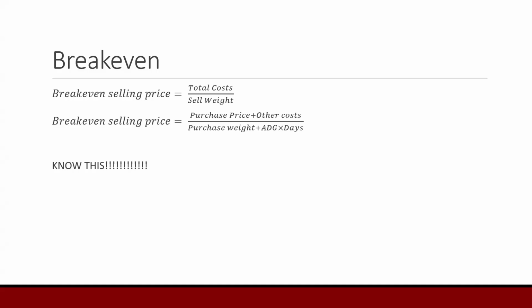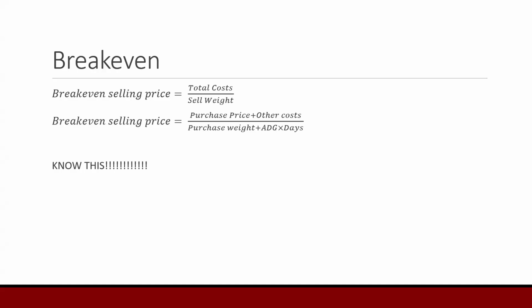Okay. Break-even selling price. So this is the price that I need to sell that animal at to make $0 profit or loss, right? So it's the point where I break even. I haven't gained any money, haven't lost any money. So it is total costs, purchase costs plus your operating costs, divided by your sell weight. Which you can calculate based off purchase weight plus average daily gain, so many pounds per day that that animal is putting on times the number of days that you have them.